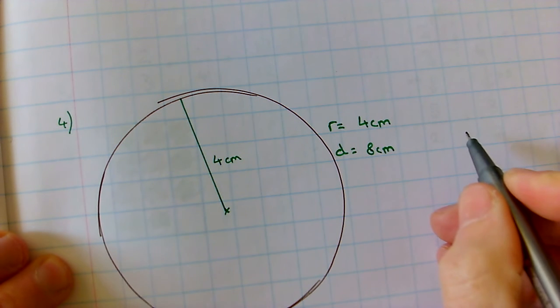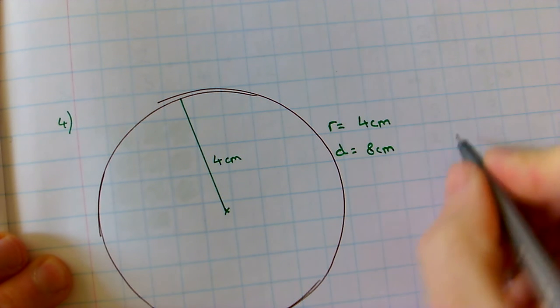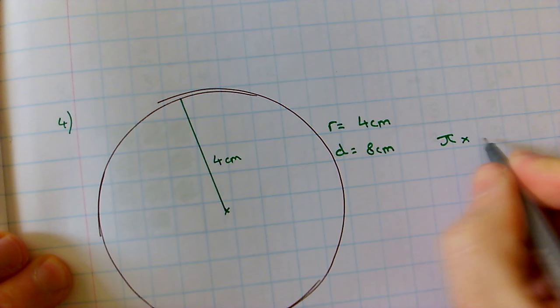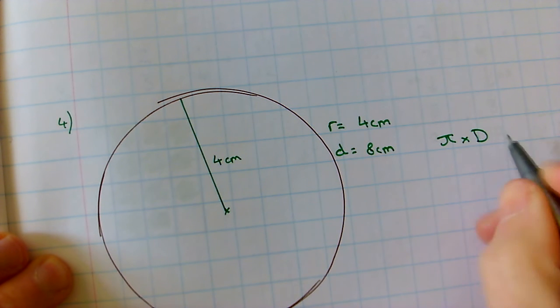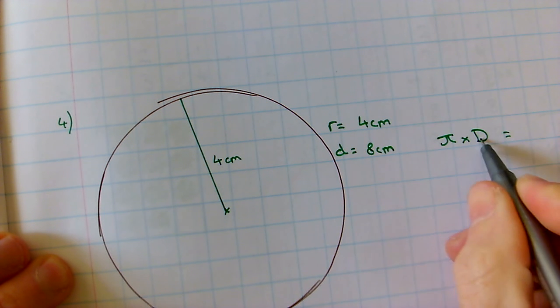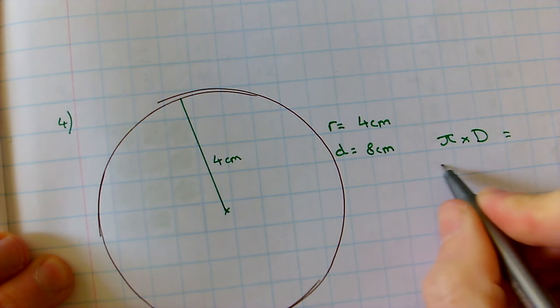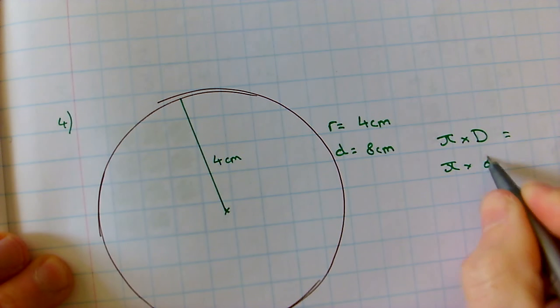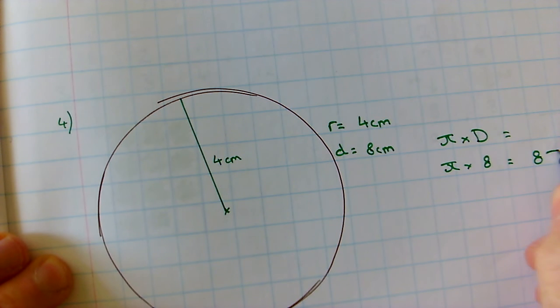Now we can get to working out the distance around the outside. Pi times the diameter. Swap out D for the number, so it's pi times 8. Type it into a calculator, it tells me 8 pi.